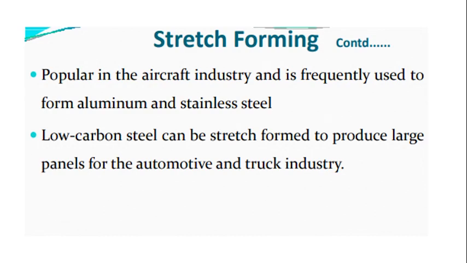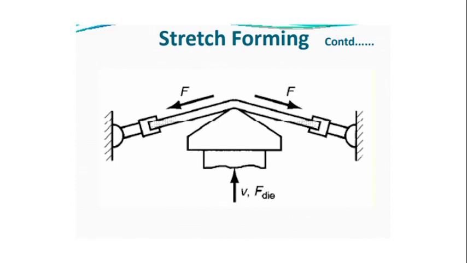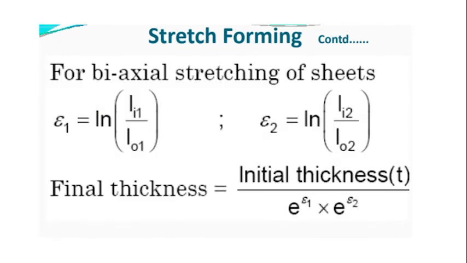Suppose your windshield or your door panel or your car panel, this kind of sheet metal process, they use stretch forming. And this is the diagram. There will be one jaw, and your sheet, your blank, will be gripped in between these jaws, and there will be pressure applied to the blank. Completely tensile stresses will be generated in your blank, and it will stretch to the required dimension.